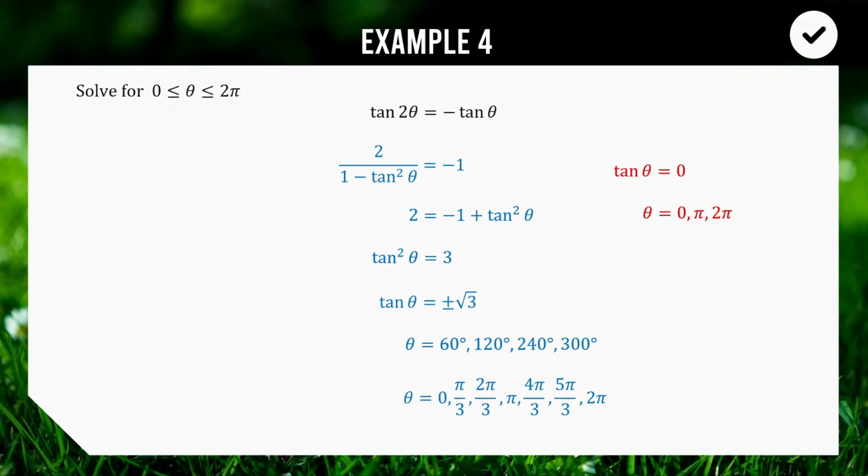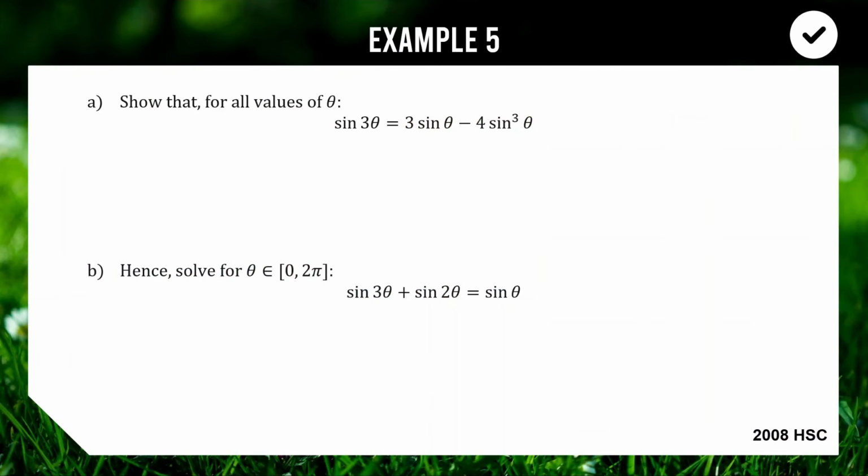I forget how many we're doing, but we're doing at least 5. Yeah, this one is pretty tough. This is from the 2008 HSC, which is a bit of a relic now, probably about as old as most people watching this video. But anyway, we have: show that for all values of theta, sine 3 theta is equal to 3 sine theta minus 4 sine cubed theta. And then we're going to use that in part B to solve this equation from 0 to 360. Okay, let's dive into part A and then see how part A is going to help us achieve part B.